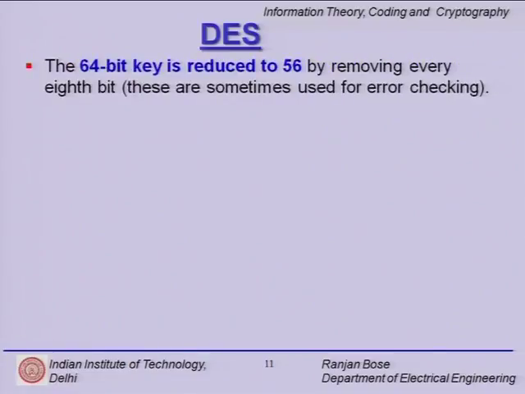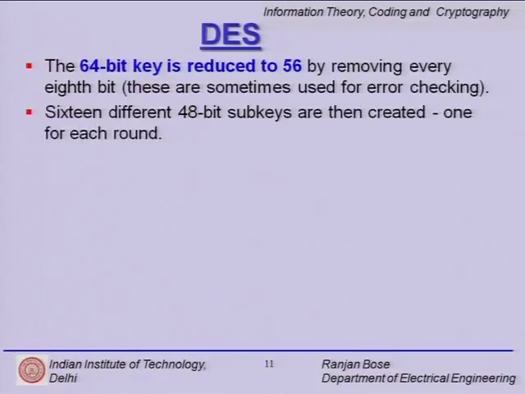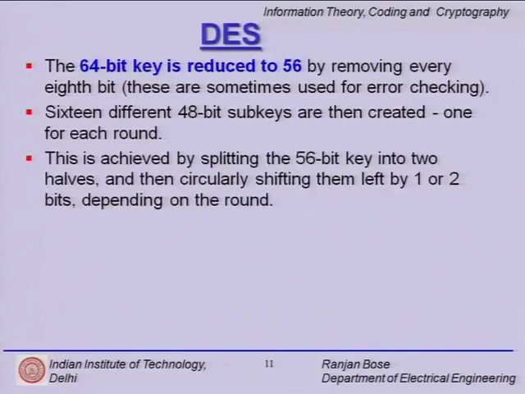The 64 bit key is first reduced to a 56 bit key by removing every 8th bit, and these are probably later used for error checking. Then 16 different 48 bit sub keys are created, one for each round. So, we talked about those 16 rounds earlier. This is achieved by splitting the 56 bit key into two halves and then circularly shifting them left by 1 or 2 bits. So, these are the details.